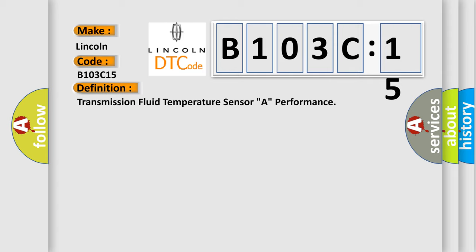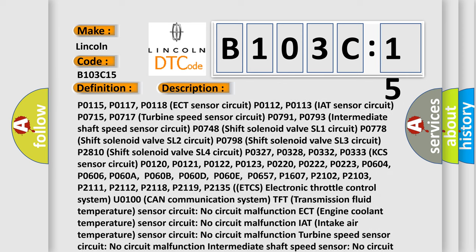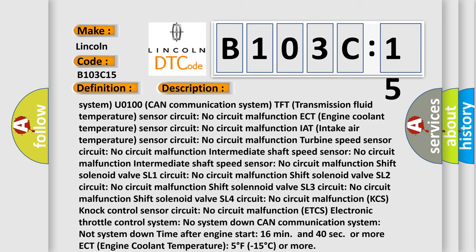TFT Transmission Fluid Temperature Sensor Circuit: no circuit malfunction. ECT Engine Coolant Temperature Sensor Circuit: no circuit malfunction. IAT Intake Air Temperature Sensor Circuit: no circuit malfunction. Turbine Speed Sensor Circuit: no circuit malfunction. Intermediate Shaft Speed Sensor: no circuit malfunction. Shift Solenoid Valve SL1, SL2, SL3 and SL4 Circuits: no circuit malfunction. KCS Knock Control Sensor Circuit: no circuit malfunction. ETCS Electronic Throttle Control System: no system down. CAN Communication System: not system down. Time after engine start: 16 minutes and 40 seconds or more. ECT Engine Coolant Temperature: 5 degrees Fahrenheit to 15 degrees Celsius or more.